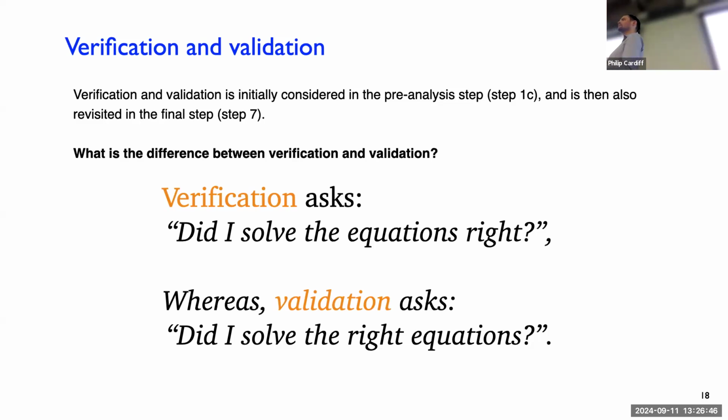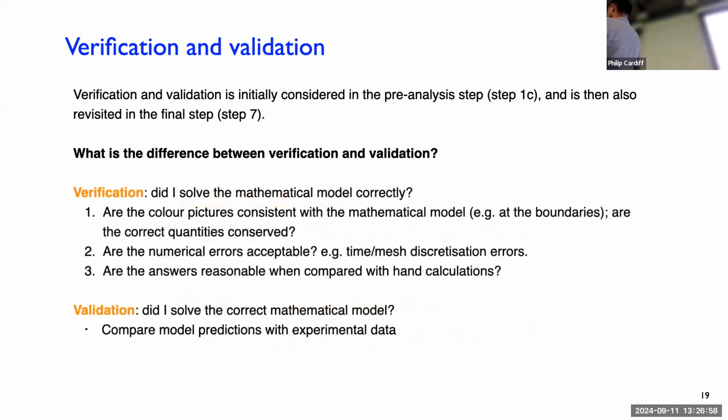And it can mean more general things. If someone is writing a software, they say it solves the Navier-Stokes equations, you have to check it actually does solve the Navier-Stokes equations. And so that's part of verification in this regard. So they're complementary. A different way to put it: verification, you're going to get all these colorful pictures at the end of doing this analysis. So are they consistent with the mathematical model?